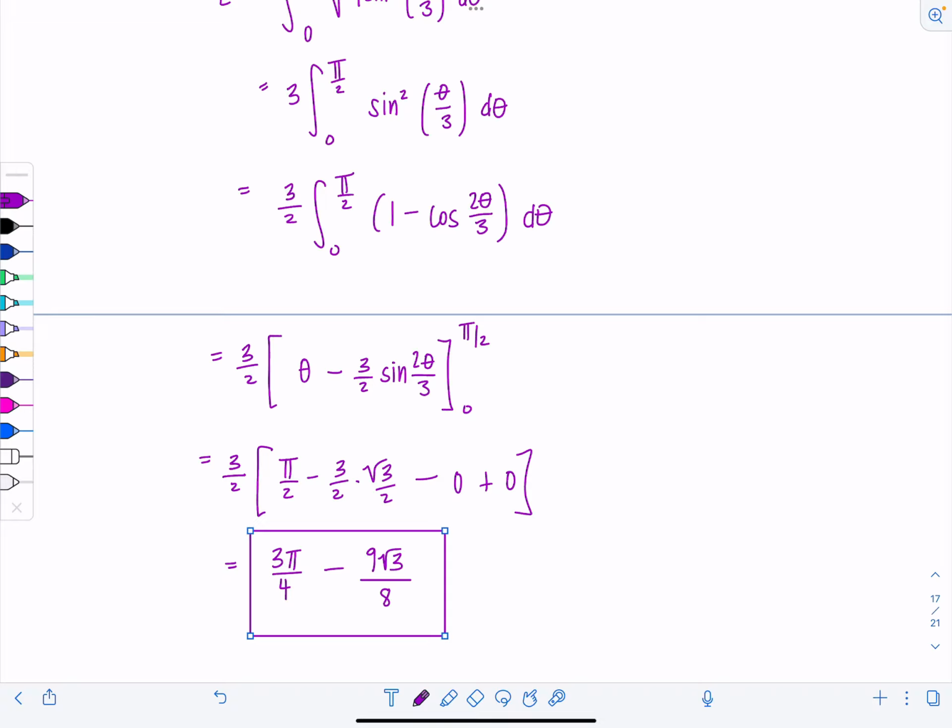Yeah, you can get a common denominator if you want. You can make it 6 pi minus 9 radical 3 all over 8, whatever. I don't know. Check with your teacher how much they care. Do they care?